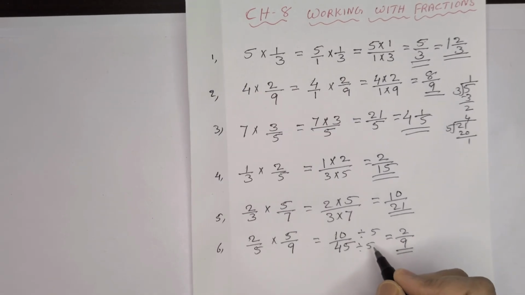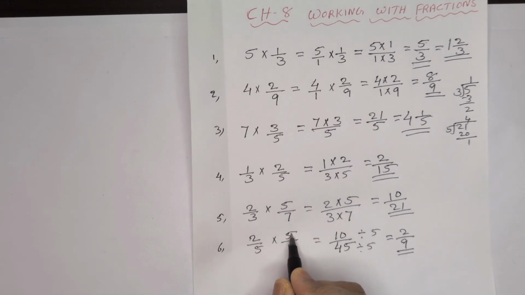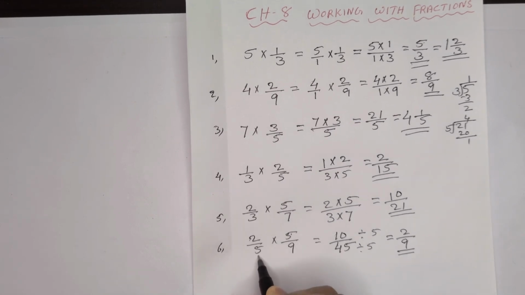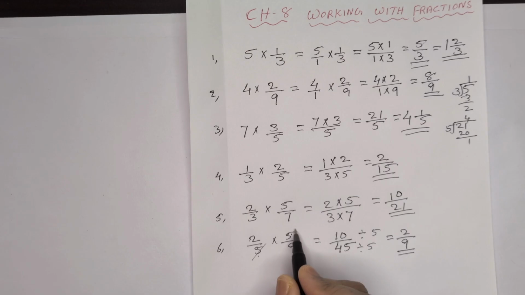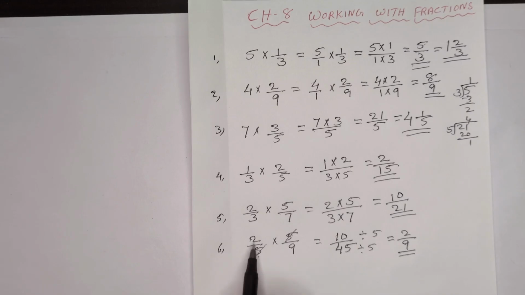The same simplification we can do from here itself. 5 in the numerator and in the denominator also. So we can cancel that 5 from the numerator and denominator, the same number. And then the remaining part, 2 as the numerator and 9 as the denominator. So 2 by 9 is the answer here.